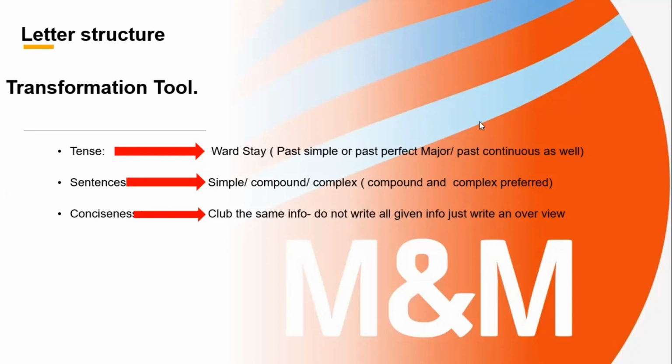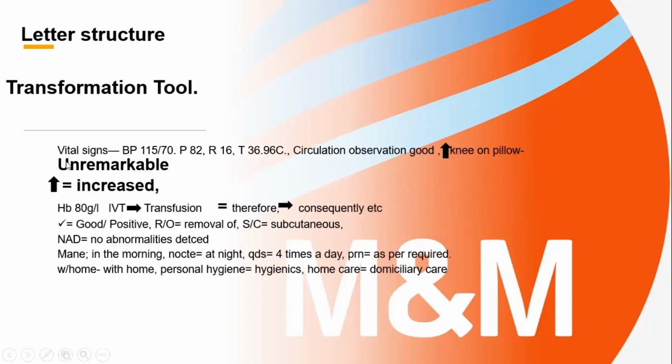Anyhow, so then we can see that, let's say these are some of the transformation tools. All these vitals, circulation was good. We can just write down unremarkable. This sign we can use for increase. Let's say blood transfusion, we can use, let's say, therefore, for this sign over here. And this sign means good or positive.